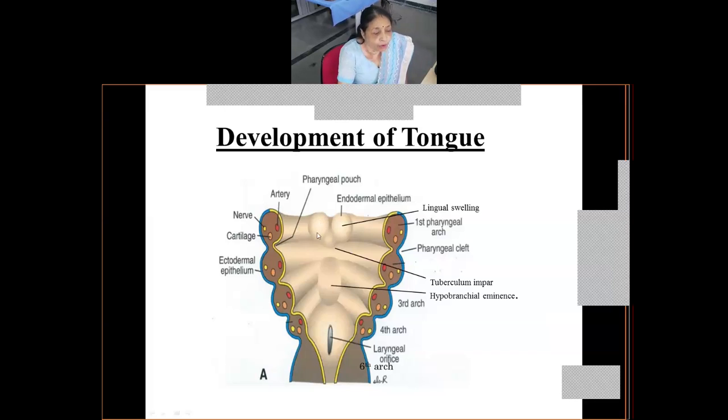Now for the tongue there will be some swellings that appear. In the first arch there will be three swellings. That is the median swelling, known as the tuberculum impar, and two lateral swellings. These are known as the lingual swellings.